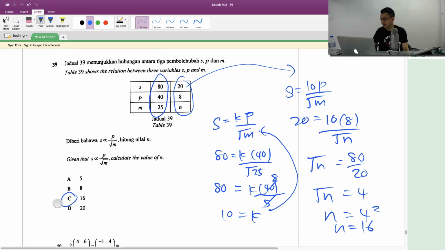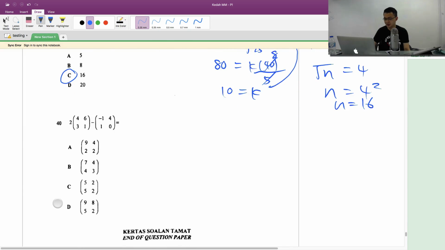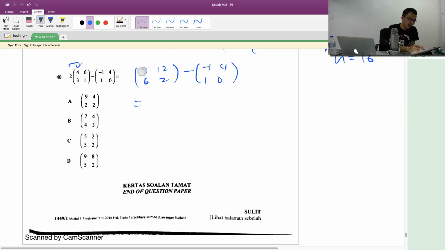I hope you can see that. Then we go to the last one. In the last one, this is matrix, very easy. You just multiply 2 into here. So you have 8, 12, 6, 2 minus negative 1, 4, 1, 0. This kind of bonus mark. 8 minus negative 1 we get 9. 12 minus 4 is 8. 6 minus 1 is 5. 2 minus 0 is 2. So we have the answer, 9852. Done.